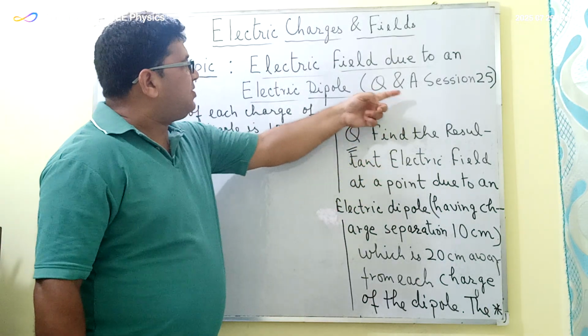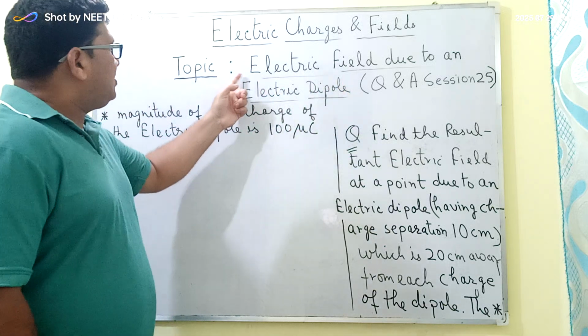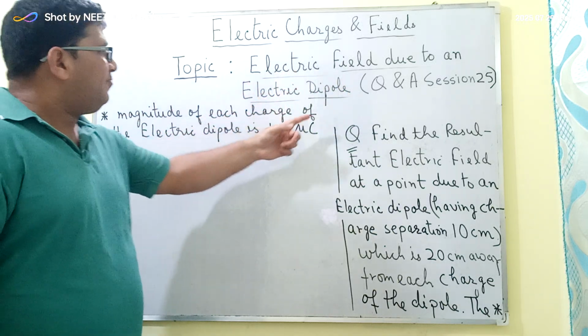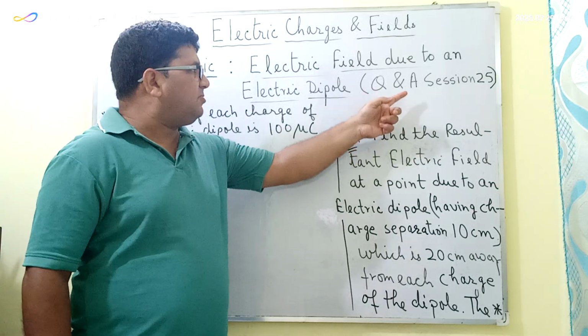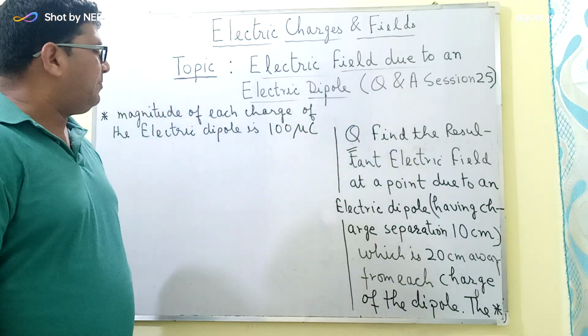Welcome to the Q&A session 25 from the chapter of electric charges and fields. The topic is the calculation of electrical field due to an electric dipole. This session is in continuation of session number 24 in which we have studied about the electric dipole.